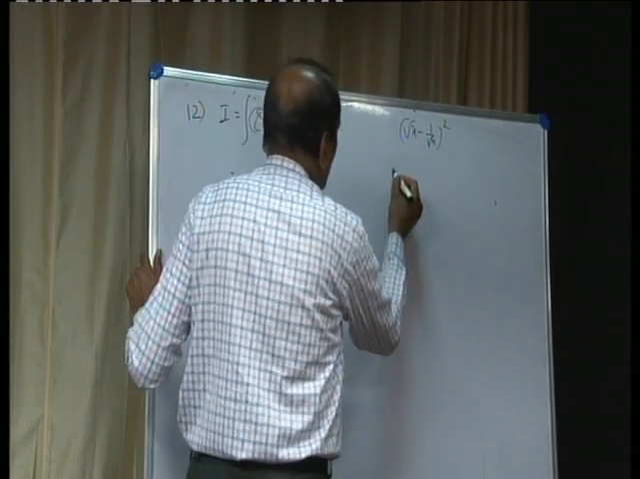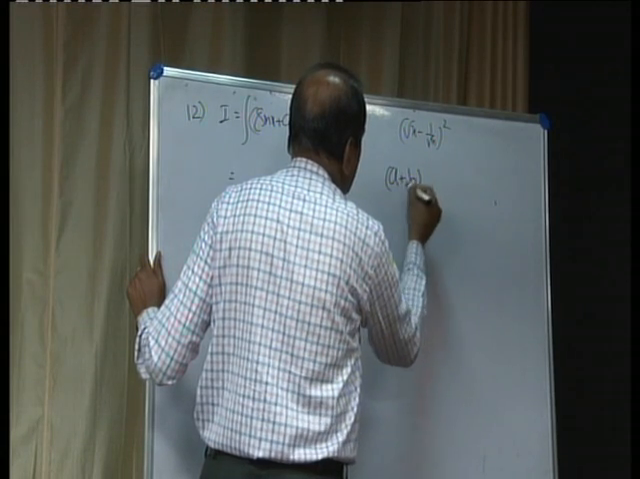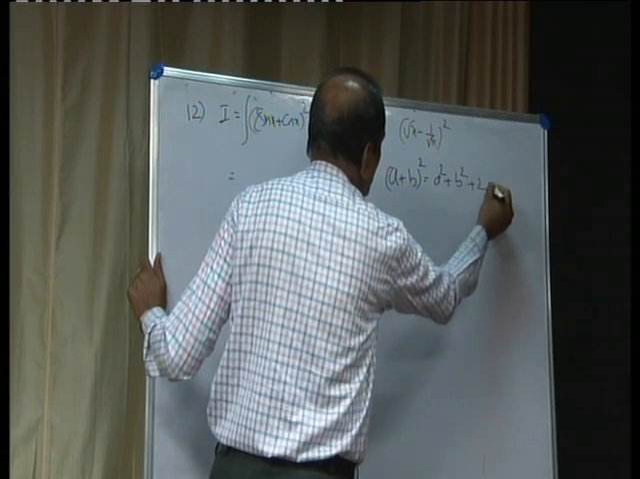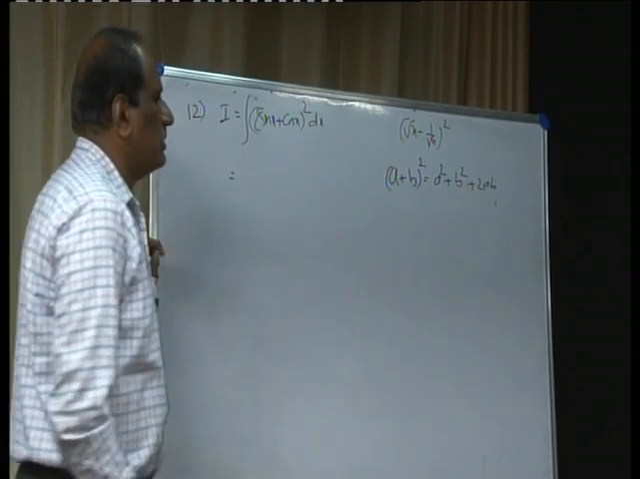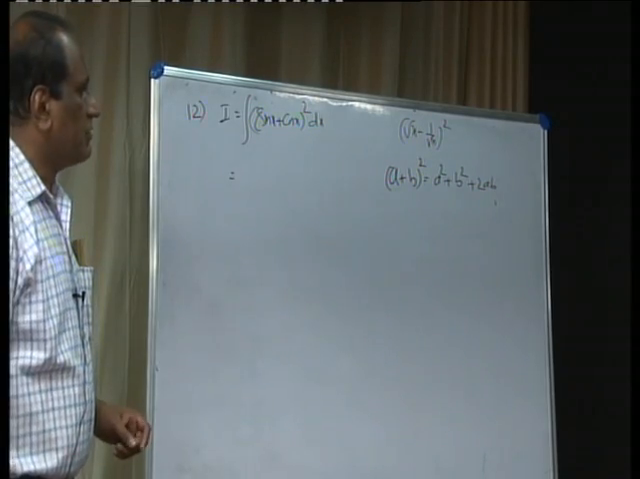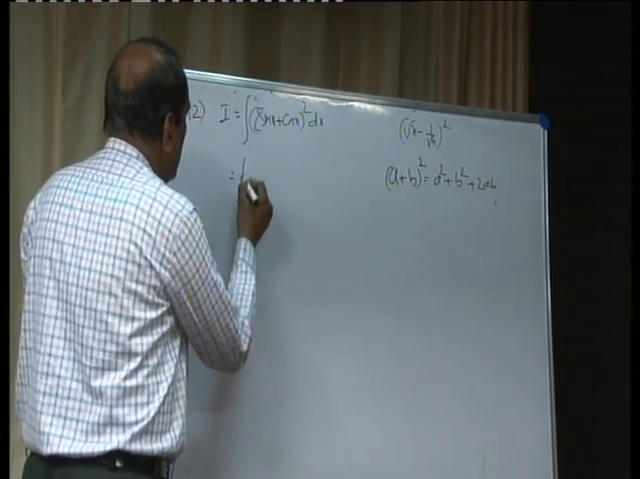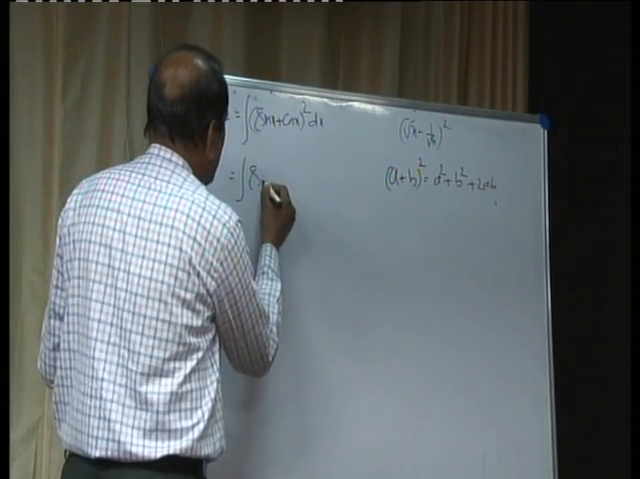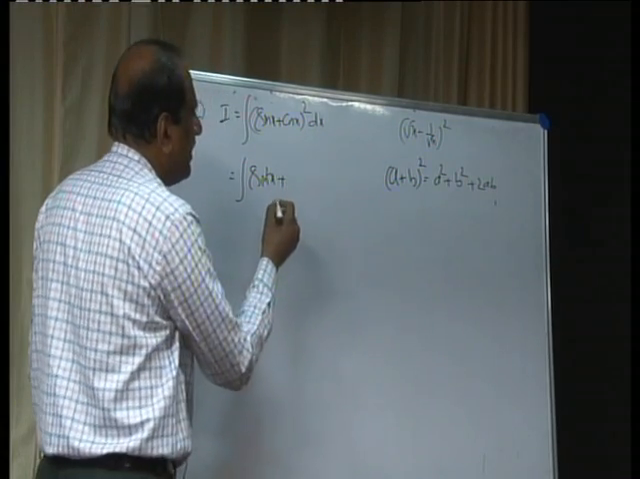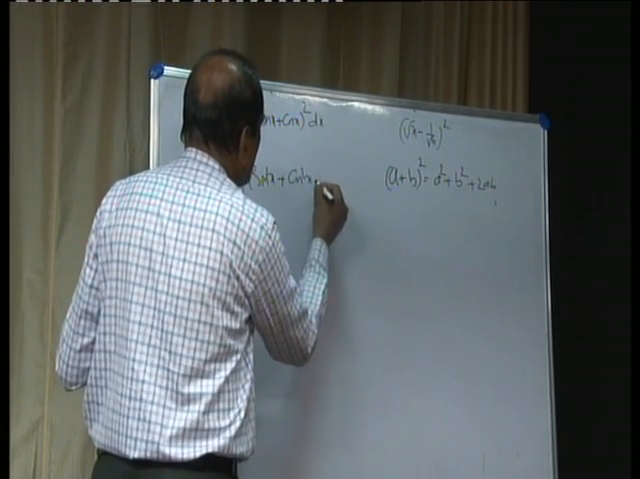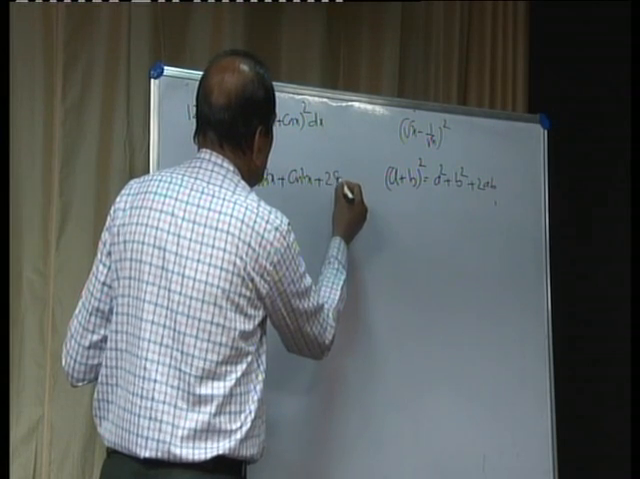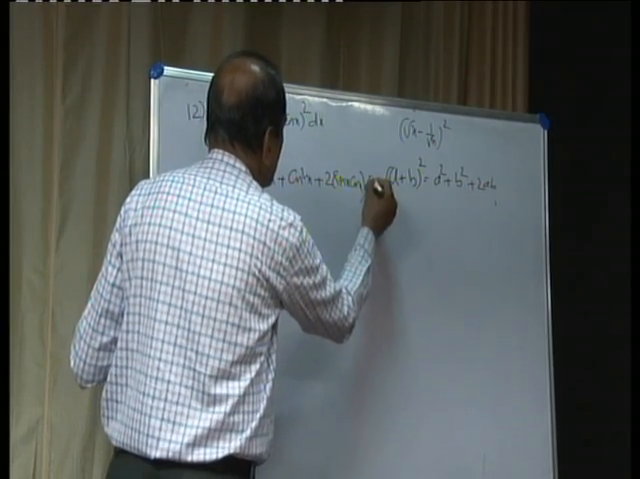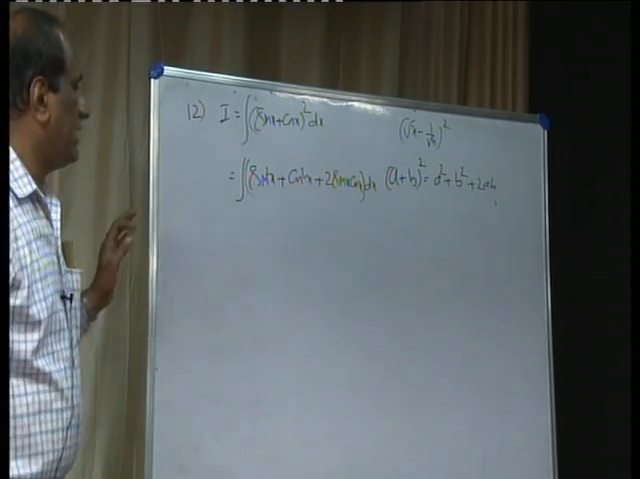See here, what is the expansion of a plus b whole square? That is a square plus b square plus 2ab. So a plus b whole square is equal to a square plus b square plus 2ab. Now here a is sin x, b is cos x. A square means sin square x plus b square means cos square x plus 2ab means 2 sin x cos x dx. dx is the variable of integration.